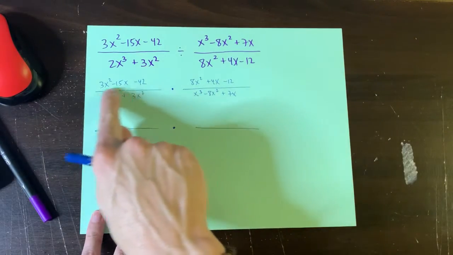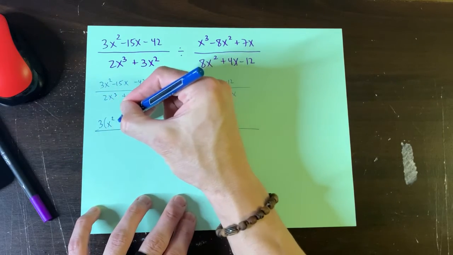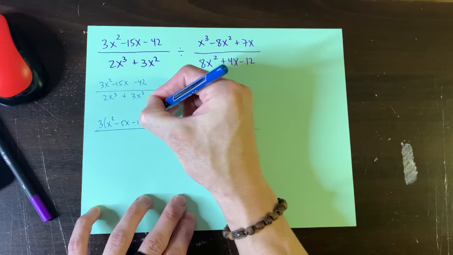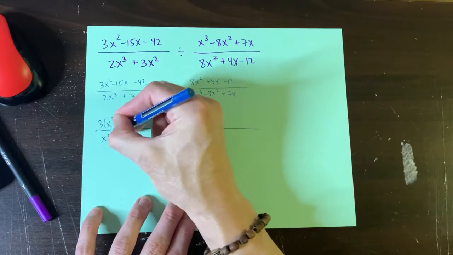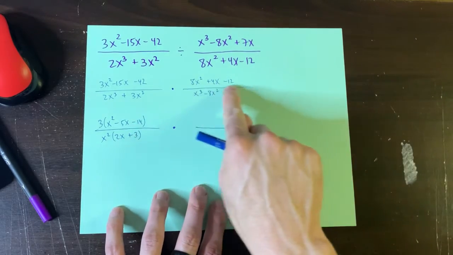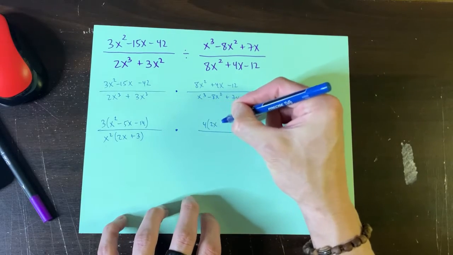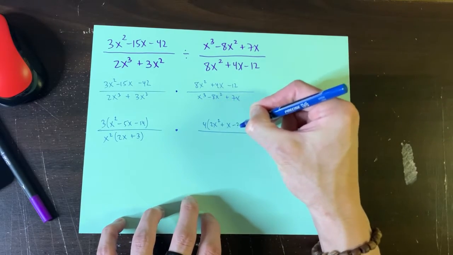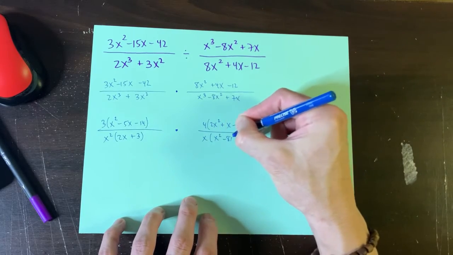For instance, up here, I see that I can take out a 3. So I'm going to remove a 3 here from everything there. And then let's see, down here, the greatest common factor there would be x squared. So look for greatest common factors everywhere. Here, the greatest common factor would be 4. I'd be left with 2x squared plus x minus 3. And then down here below, I can take out a single x, and I'm left with these pieces.